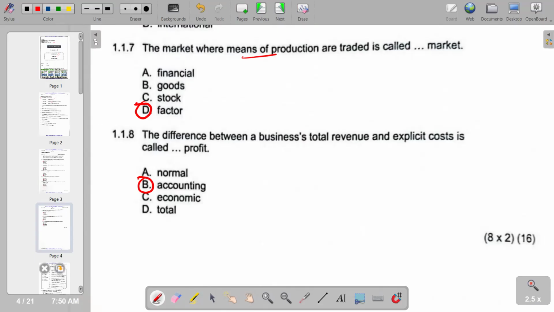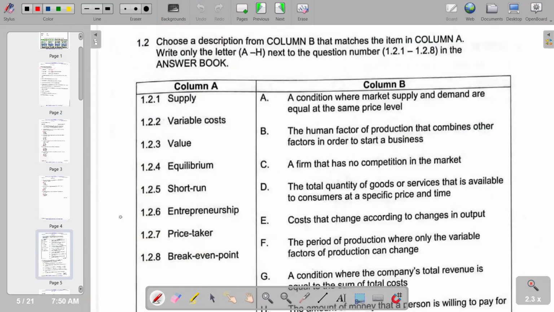Then we move on to the second part of our question, which is matching the terms, whereby the first term that we have is supply, and we look for an explanation that matches supply in the other column. If you go to D, it says the total quantity of goods or services that is available to consumers at a specific price and time. So we have D as the correct response.